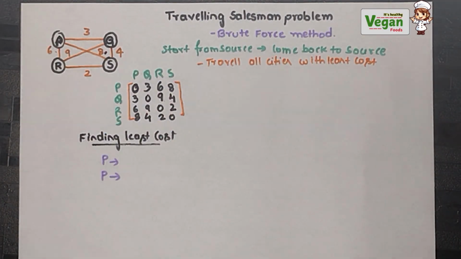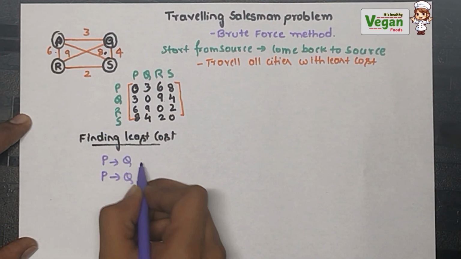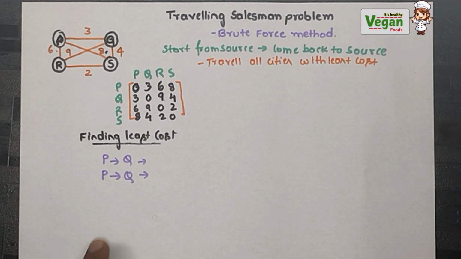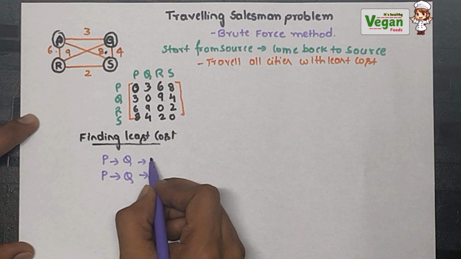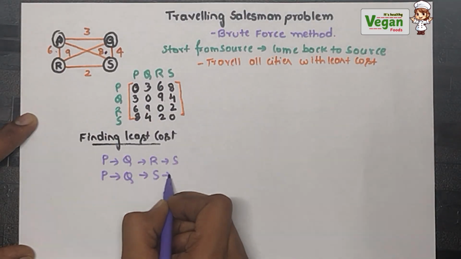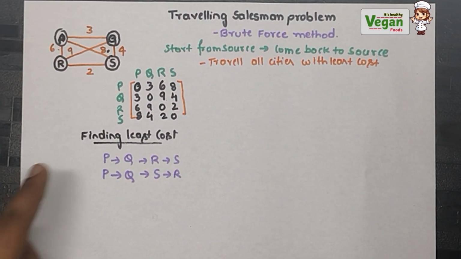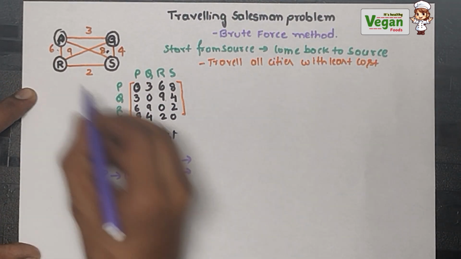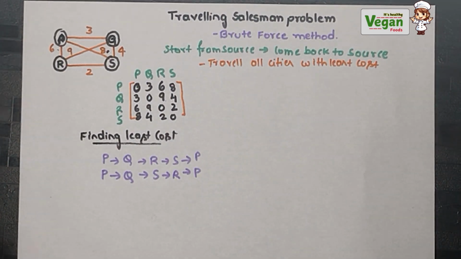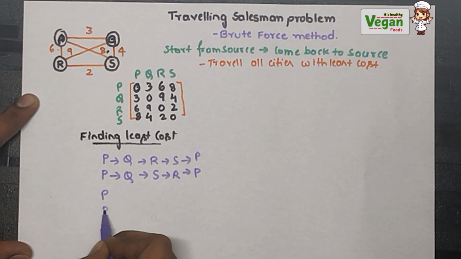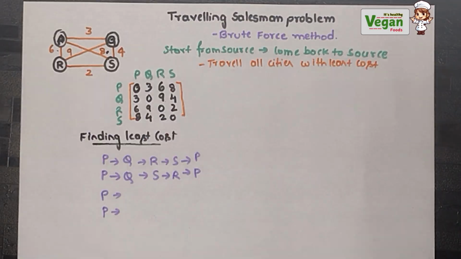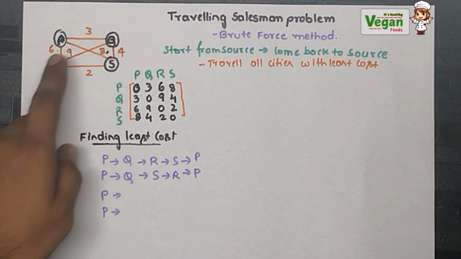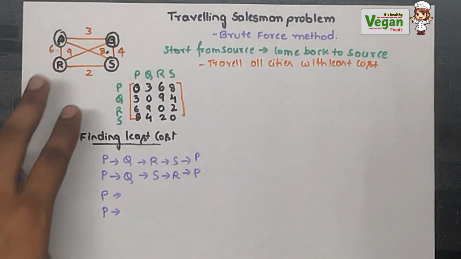Now let's take Q. So P to Q. What are the 2 other nodes left after Q? R and S, and vice versa. That is R to S, and S to R. Now, I said if he starts from the source, he must come back to the source. So the source is P, so he will come back to P. So these are the two possible ways with Q first. Next, P will be common because P is the source. Now we used Q, it's over. Now in R and S, you can use R or S.